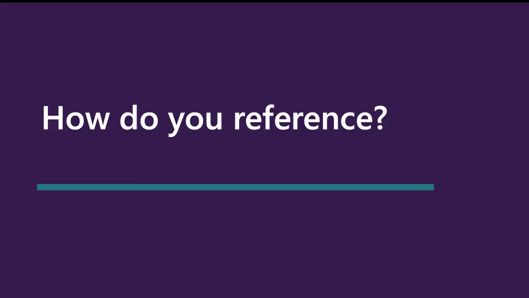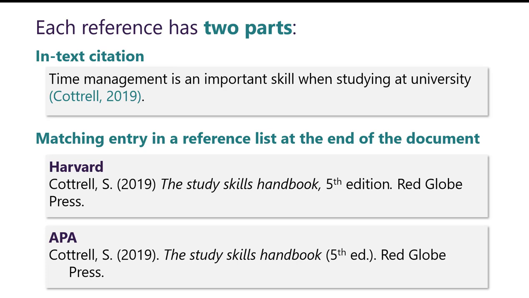So how do you reference? Well, very briefly, each reference has two parts. There's the in-text citation, in this case Cottrell 2019, just put in brackets at the end of the point that's been made. And then there is, at the end of the whole document, your essay or report or whatever it happens to be, an alphabetical list of references, and the entry that you referred to in your text has a corresponding entry in that reference list, so that somebody can actually go off and find that source if they wanted to look further into something.